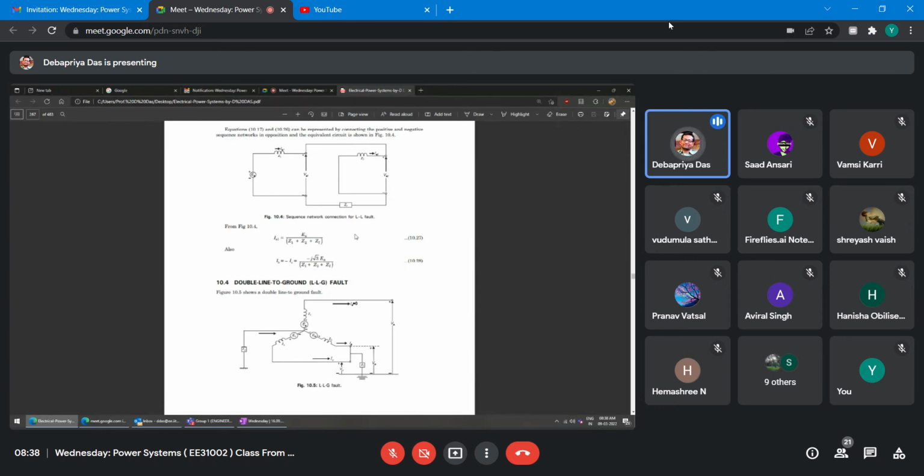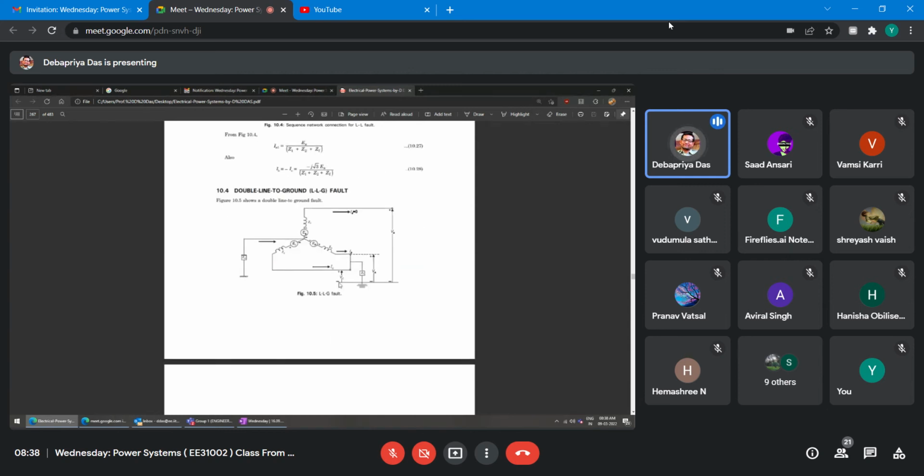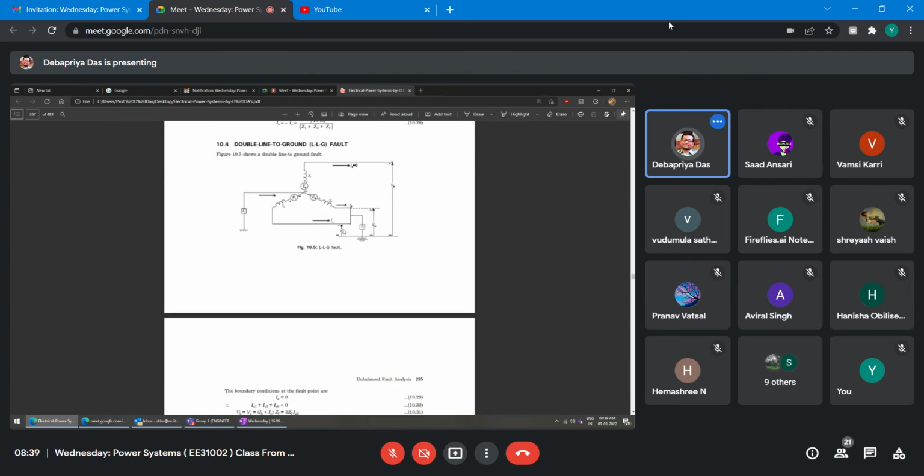Now the double line to ground fault. In this case, the line to line fault is grounded through ZF, and if in this phase the current is 0, IA0 is equal to 0, and Zn is whatever it is coming here. IB comes this side and IC this side, and both are going to the fault. So IB plus IC is the fault current, because whatever current comes through IB and IC is going to the fault.